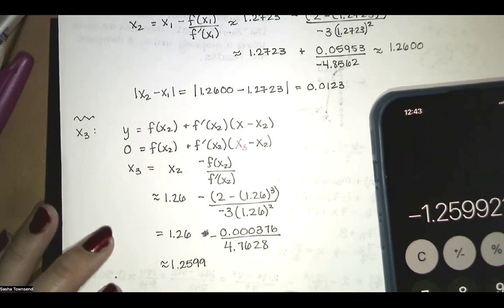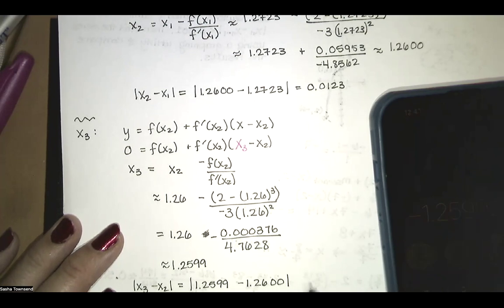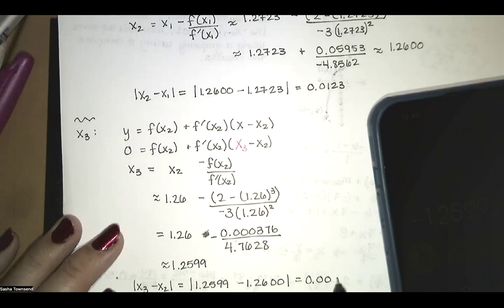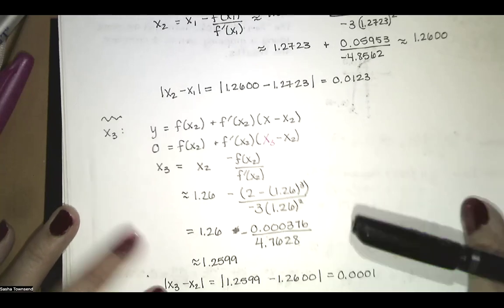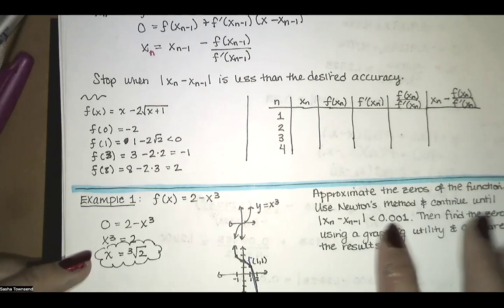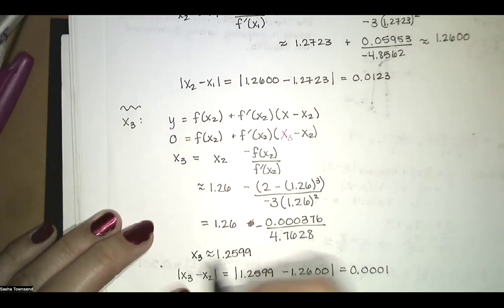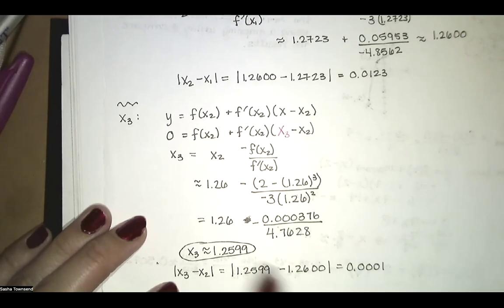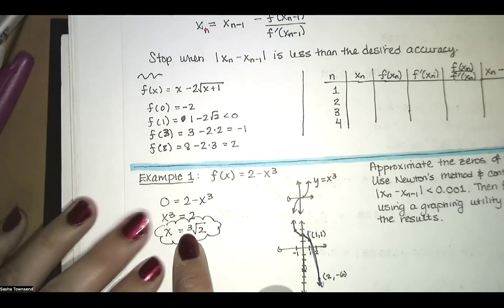That's okay. So my value is actually approximately 1.2599. And then the difference between x3 and x2 is the difference between 1.2599 and 1.2600, which is 0.0001. And I think we were trying to be less than 0.001. And so our difference is less than 0.001 now. So we'll stop and we'll say that this is a good approximation of the 0. Now I would like to compare that value to the cube root of 2 because we know that that's our actual answer.